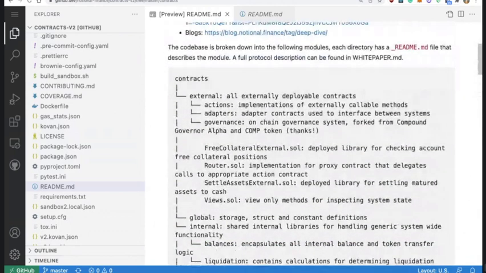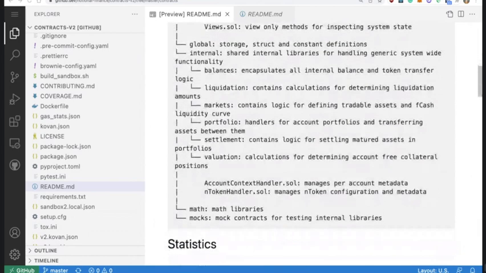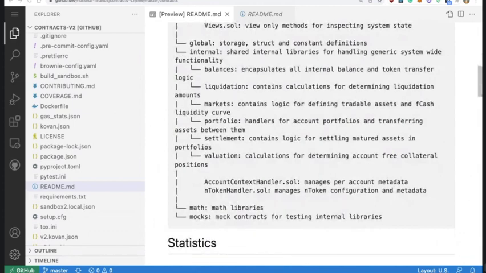So what do we have here? We have contracts subdividing into other folders. We've got external, which Jeff told me before we started is the user-facing part. Global is for storage, struct, and constant definitions. It makes sense. You define structs there that you can then pass around easily and share between contracts so that you don't have to rewrite them in each one. Internal is shared internal libraries for handling generic system-wide functionality, like how to get internal balances, how to transfer tokens, and calculations for liquidation. Then math libraries and mocks for testing.